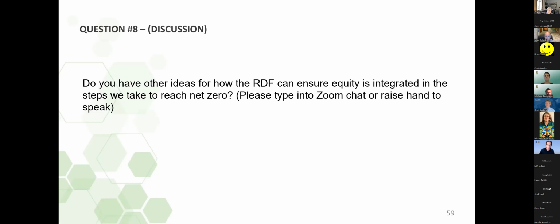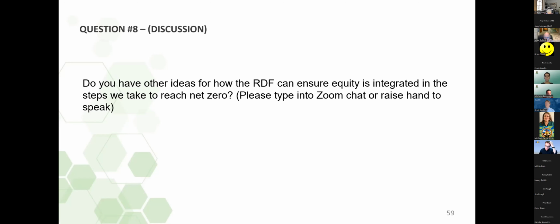I'll put another question up just for general discussion here. Specifically with RDF, with this process, as we continue to move forward and explore data, and look at potential policies and ideas, what should we be doing to ensure equity is integrated in these potential steps that we as a region may be taking in the months and years ahead? I would definitely want to hear your thoughts there.